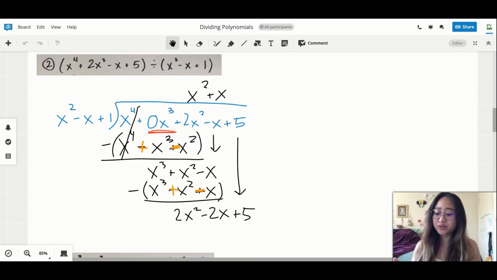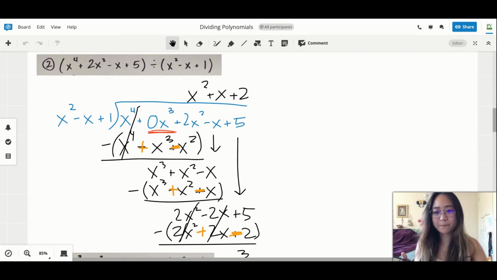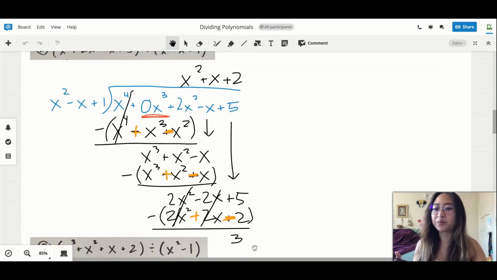So now we're looking at 2x squared. How many times does x squared go into 2x squared? To get that, we will multiply it by 2. So going back again, 2 times x squared, 2x squared minus 2x plus 2. Parentheses, subtract, changing the signs, minus. Hopefully I have enough room. These cancel, and we are left with 3. So we're left with 3 as our remainder.